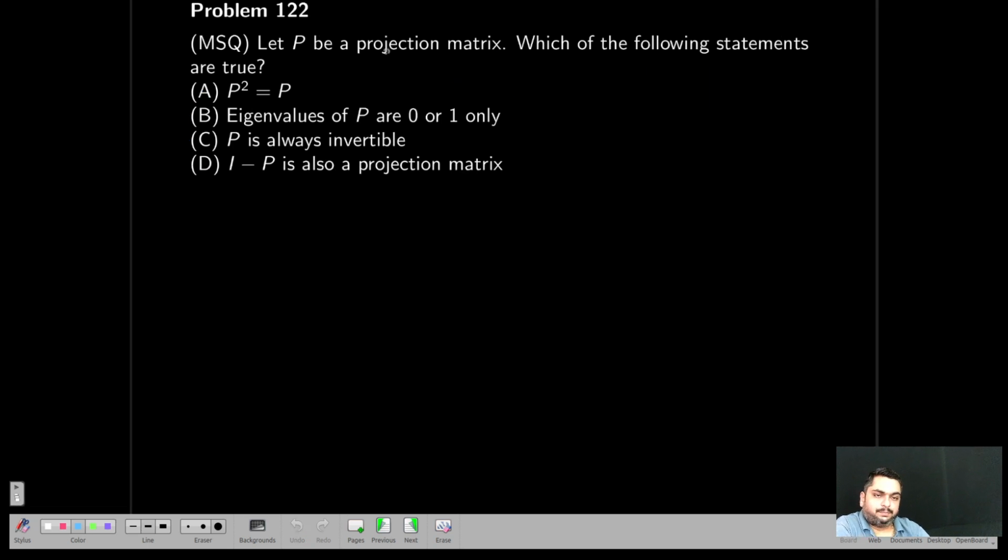Next, let P be a projection matrix. Which of the following statements are true? It is idempotent. True. Eigenvalues are 0 or 1. P is always invertible. Since eigenvalue is 0, it may not be invertible always. I minus P is also a projection matrix. Okay.